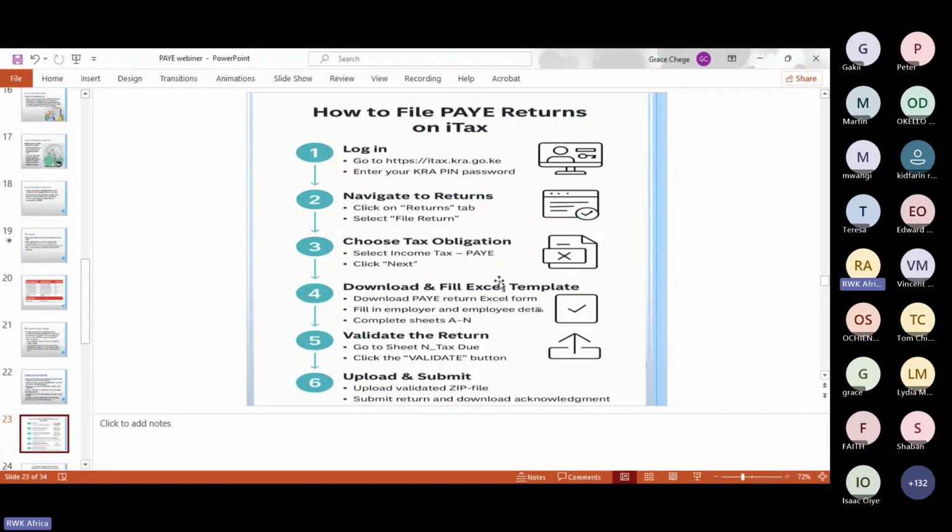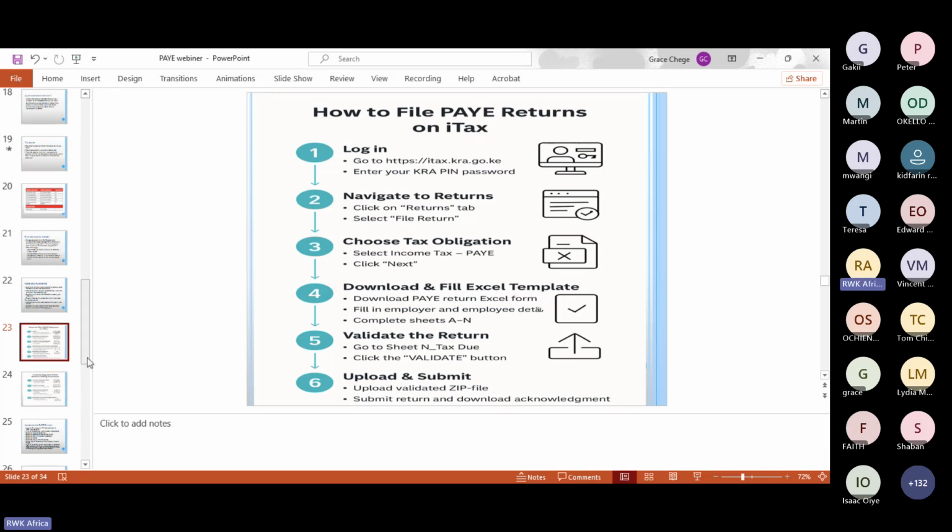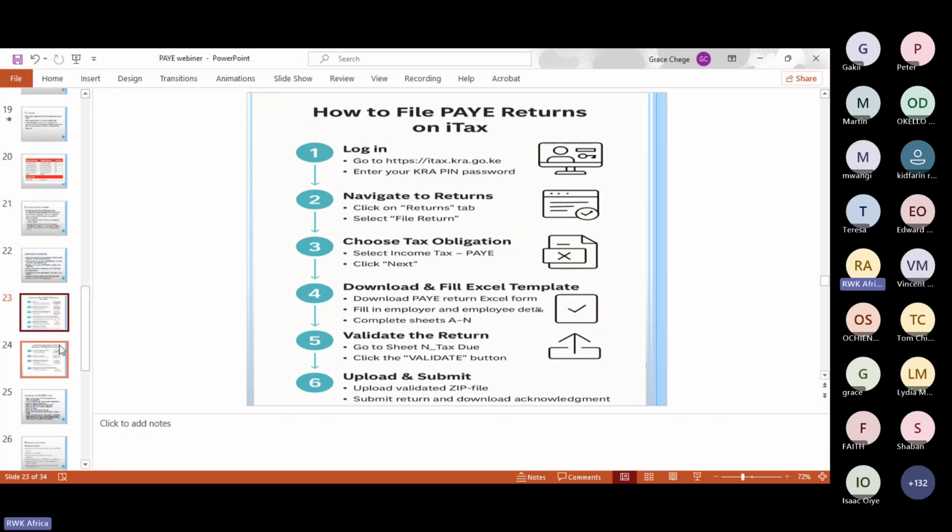So I'm going to quickly take you through how to pay on iTax. I will not be doing the practical bit of it, but I'll take you quickly through the procedure or the process of filing on iTax. The first thing you're supposed to do is log into iTax. You will, of course, enter your KRA PIN, after which you navigate to your returns and click on File Return. Select the relevant obligation. In this case, we are filing income tax pay.